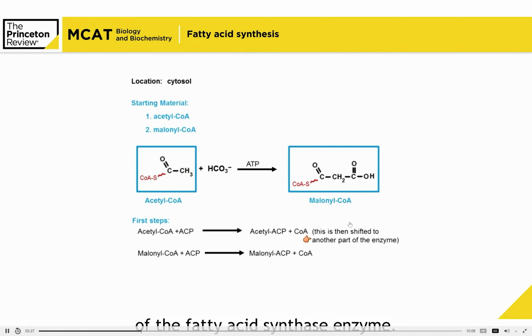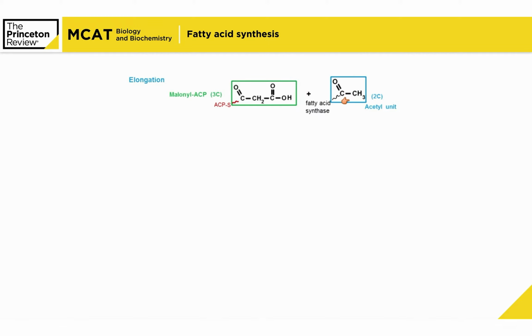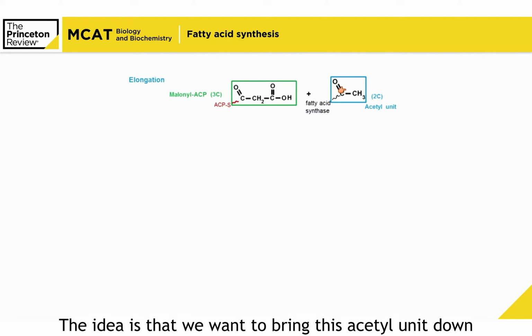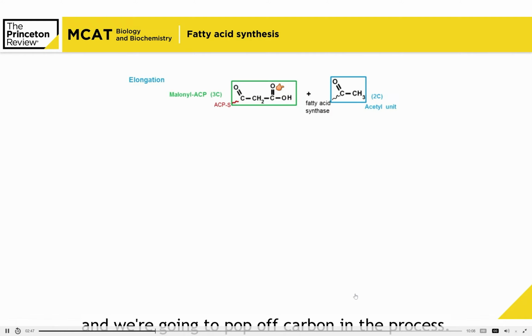So this is kind of what it looks like at the beginning. Here is malonyl attached to the acyl carrier protein. Here is the acetyl unit attached to another location on the enzyme. The idea is that we want to bring this acetyl unit down to the malonyl. We're going to connect it to the malonyl, and we're going to pop off a carbon in the process.